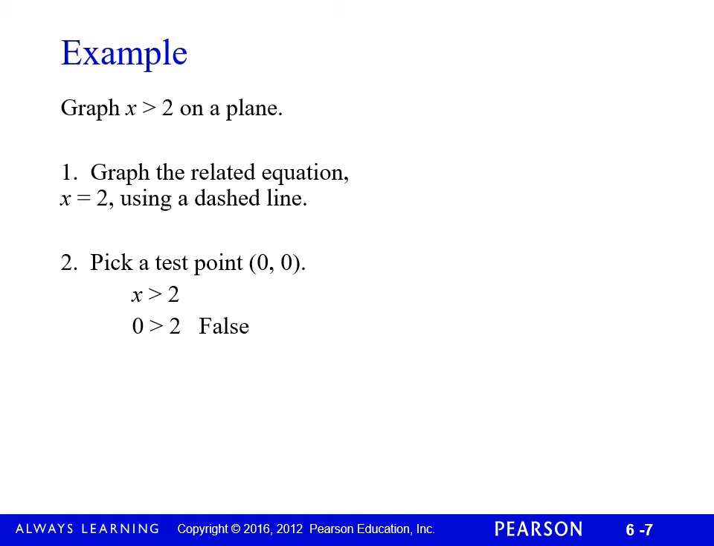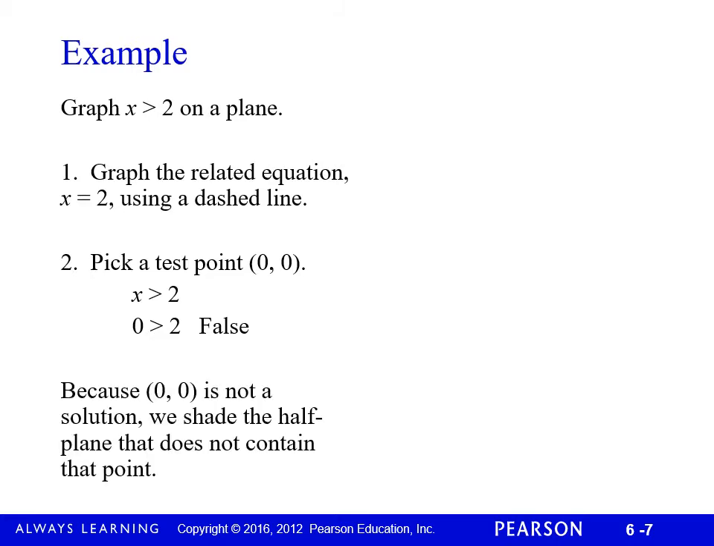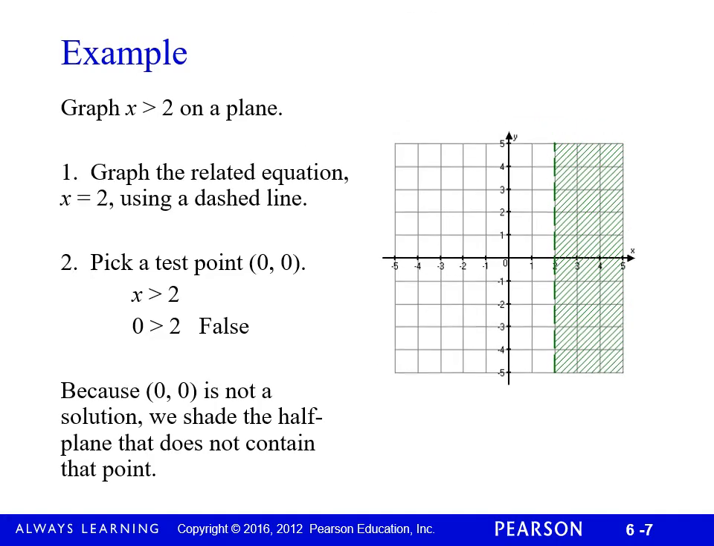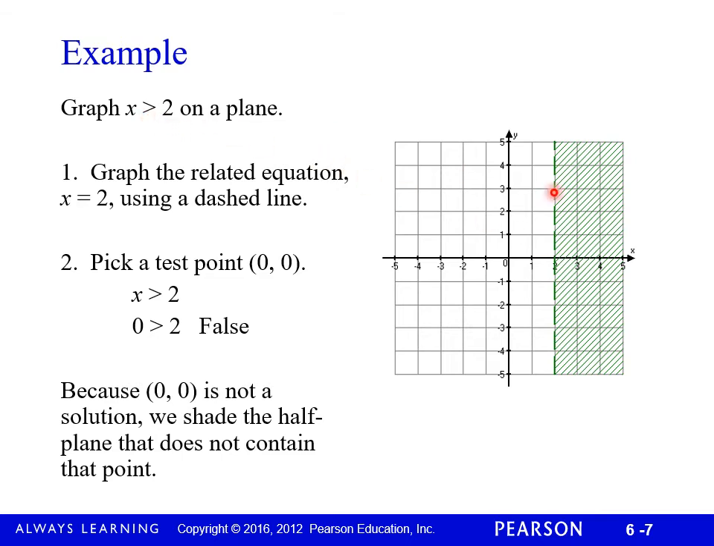Again, this doesn't include the origin. When we put the origin in, we get x is greater than 2, or 0 is greater than 2, which is false. So in this case, we would not graph the side with the origin. And so we can see here, again, we have greater than, so the line is dashed.